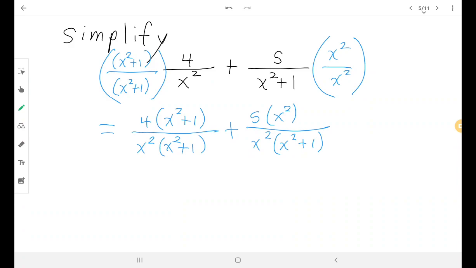So now I've got common denominators. So now I can do things like distribute up here, put this together, and write it all as one fraction. So I would have 4x squared plus 4 plus 5x squared, all of that over the common denominator of x squared times x squared plus 1.